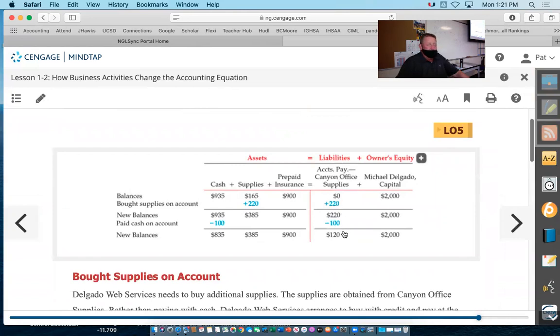Okay? And then what happened? We increased supplies. We bought $220 of supplies, so we increased supplies. If you add 220 to this side and you add 220 to that side, that means the accounting equation equals, correct? Again, you got to get the balance. You drop 935 down. 165 plus 220 gives you the balance. 900 comes down. We have 220, $2,000, so the accounting equation still equals.